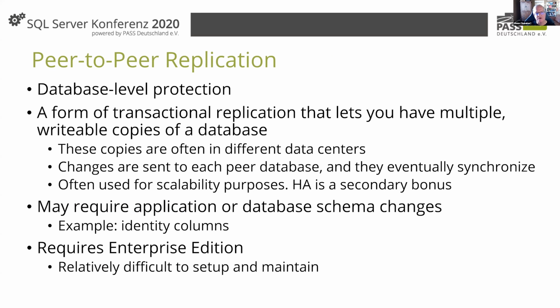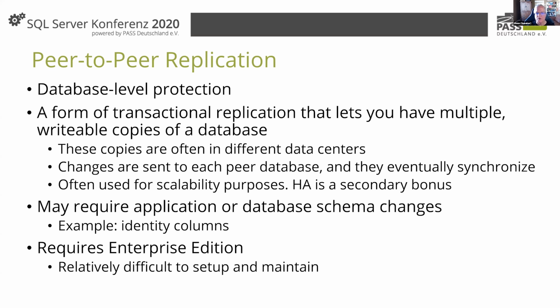So the final kind of replication that we're going to talk about here is called peer-to-peer replication. And this is database level protection typically. Where this is commonly used is a scenario like this: let's say you've got 3 offices in your company, one in Tokyo, one in New York, and one in London. And you want to make it so that each one of those offices has their own writable copy of the database. And that's usually kind of hard to do with SQL Server.